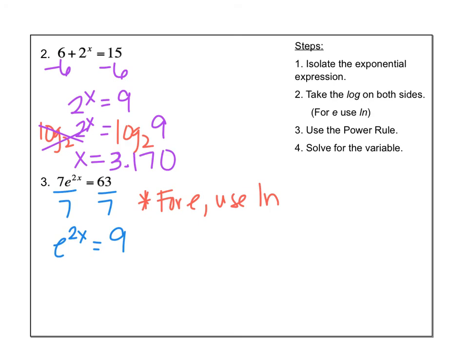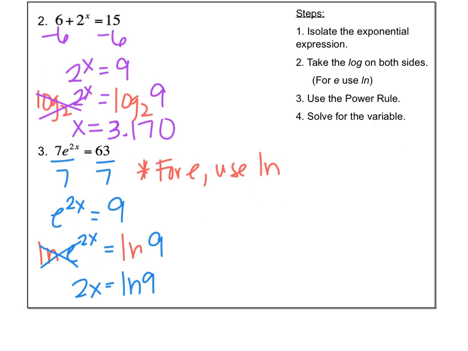That's what we're going to insert on each side, so it's going to be the natural log of e to the 2x equal to the natural log of 9. And then again, the natural log and the e cancel out. Those are inverses of each other, so it's just 2x equals the natural log of 9. And your last step is to divide by 2.